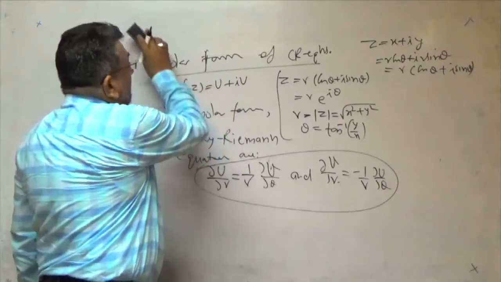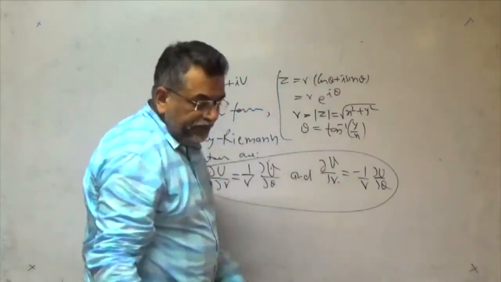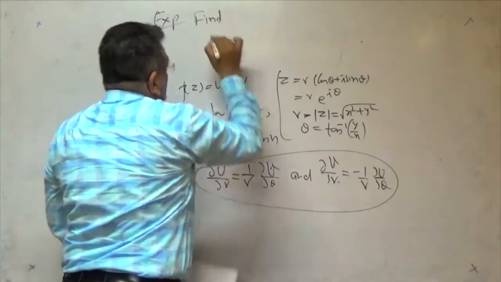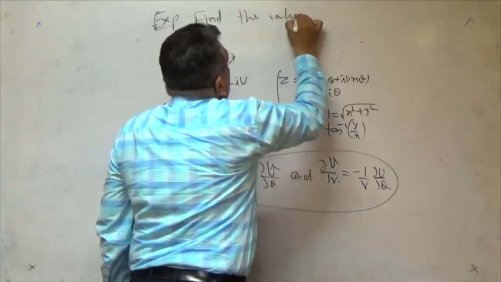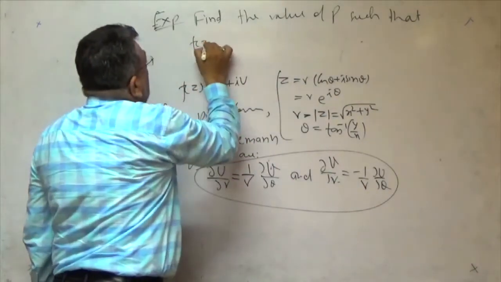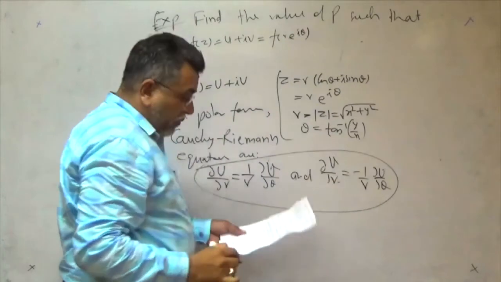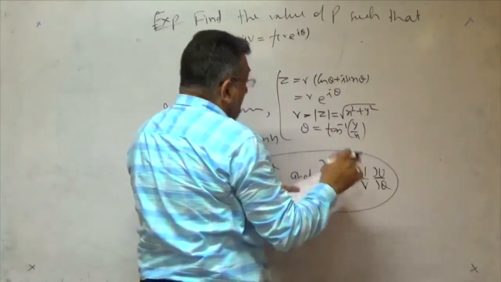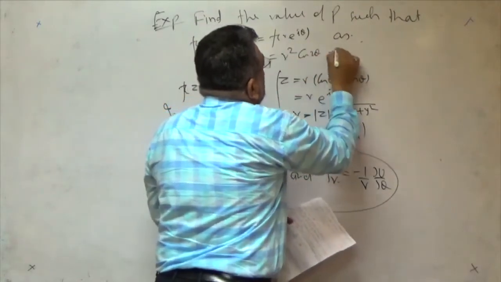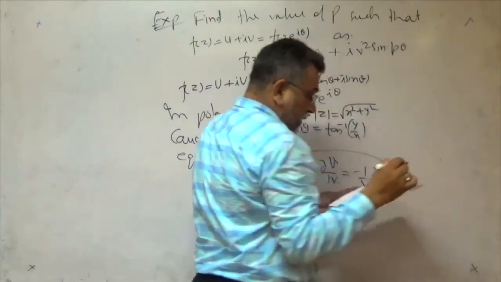Here also we can take an example. Find the value of p such that f(z) equal to u plus iv equal to f(r e to power i theta), means the function is in polar form. f(z) is this: f(z) is equal to r square cos 2 theta plus i times r square sin p theta is analytic.